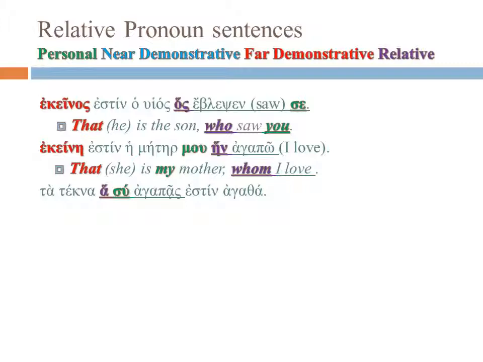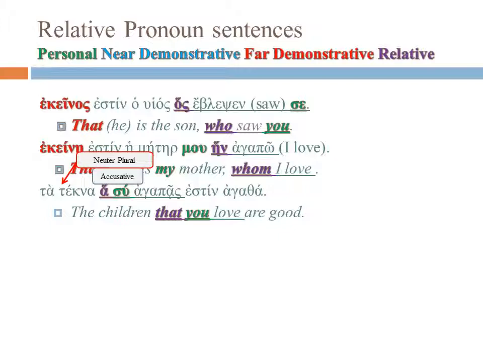Tatekna, plural, that ending, all you have to do is look at the definite article. Its ending is a ha. Here's our relative pronoun, ha. It is accusative, and it's neuter plural. So it's pointing back to tatekna. And we get the children that you love are good.